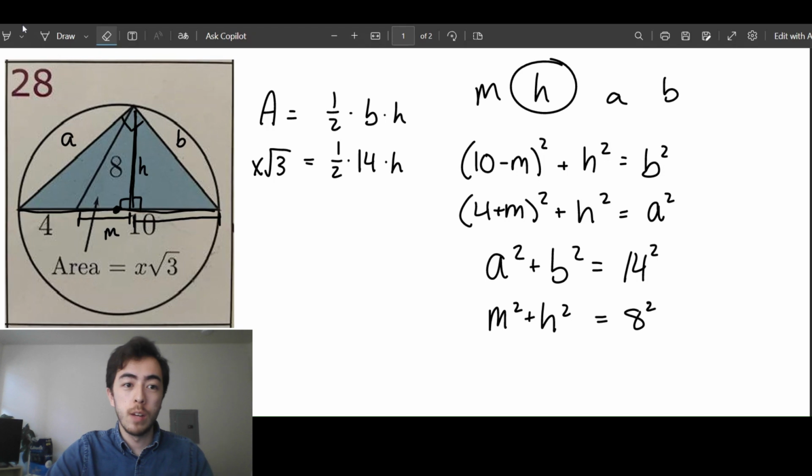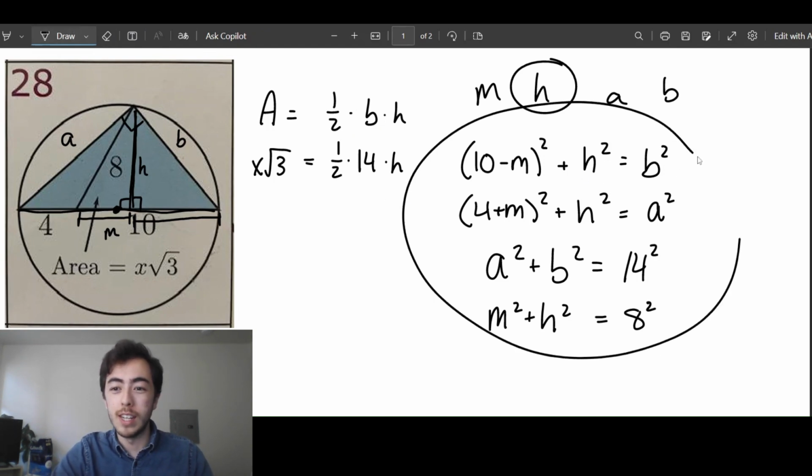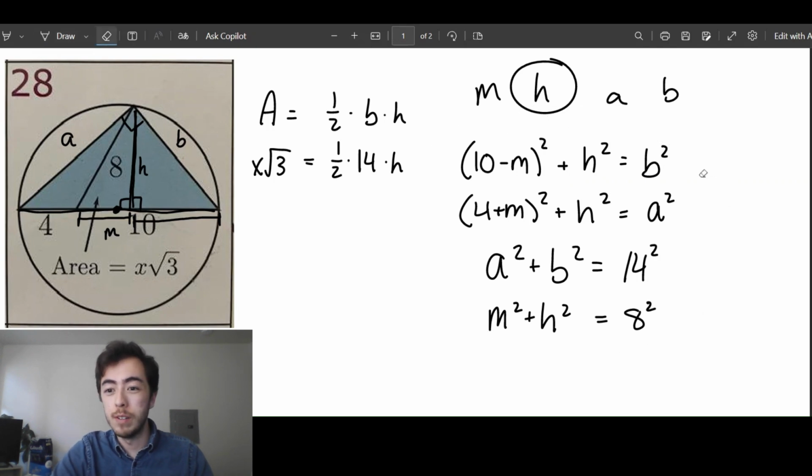And overall, I really want to know the h variable. It'd be great to know a, b, and m as well, but ultimately h is the important one, just because that's the height of the blue triangle, and that's what I need to use for the area. So hopefully there's a way to condense this system of equations down where I'm just solving for h.